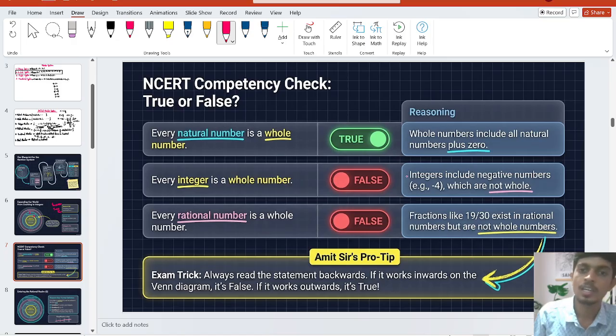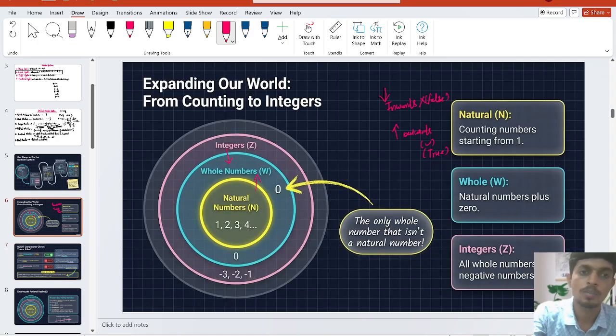Here you say that you're taking the example that integers include negative numbers, like minus 4, which is not a whole number. So this is false. And here you see that every rational number is a whole number. Coming to the next, this is a part of rational numbers.